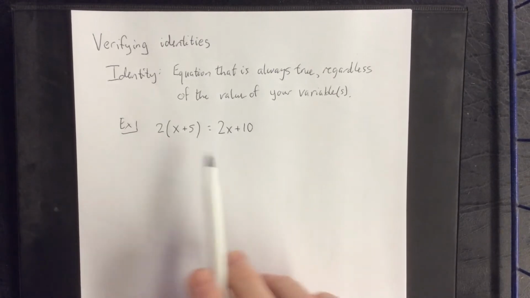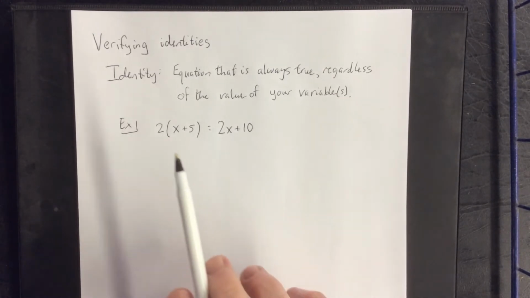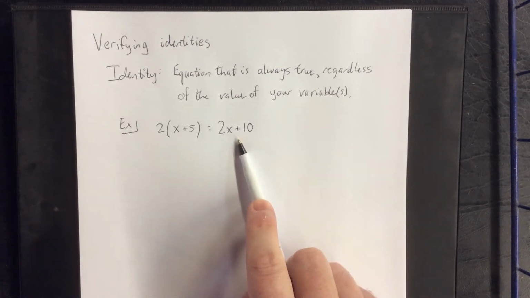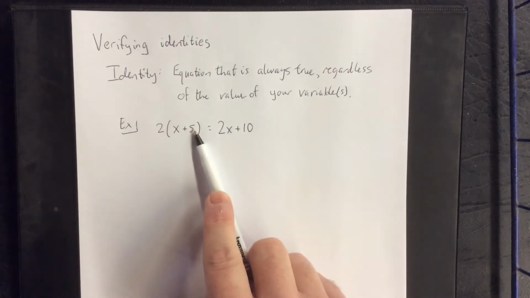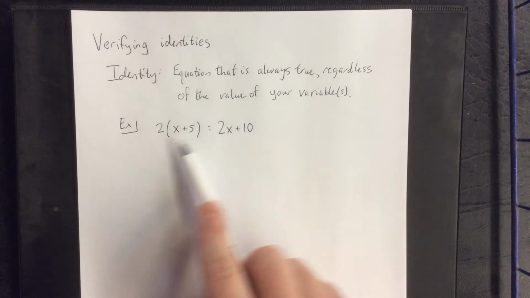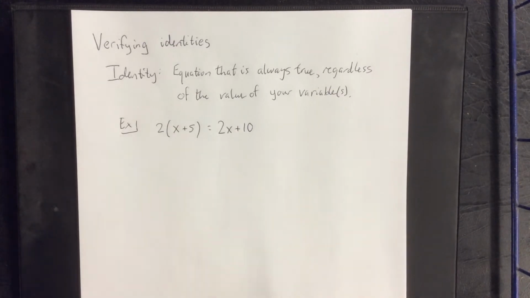Now, regardless of the value that I plug in for x, the left-hand side is going to be equal to the right-hand side. If we turn it from left-hand side into right-hand side, this would be an example of the distributive property, whereas if we turned it from the right-hand side into the left-hand side, this would be an example of factoring a greatest common factor.